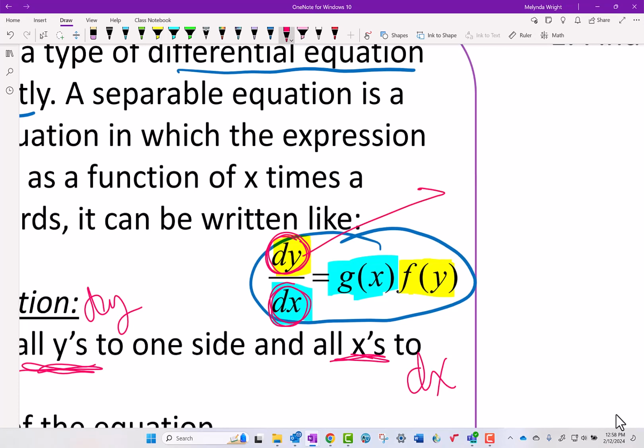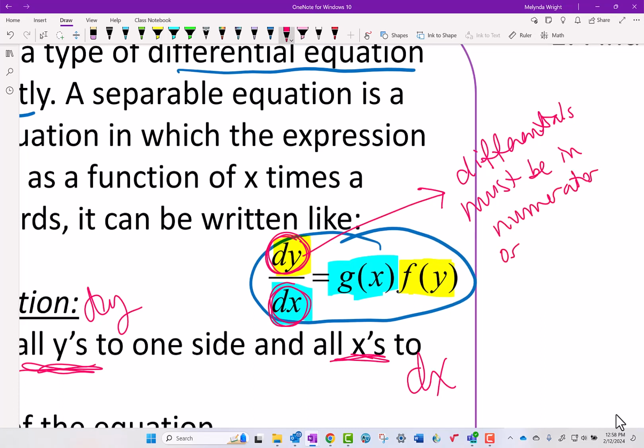So let's make ourselves a note. These are called differentials. And they must be in the numerator, or whole. They're not allowed to be in the denominator. Okay, so that's a really big deal.